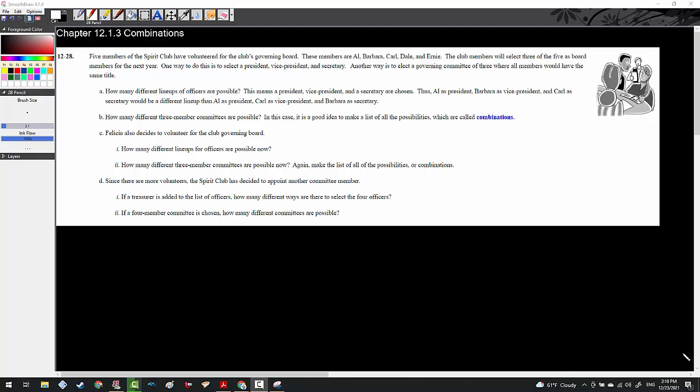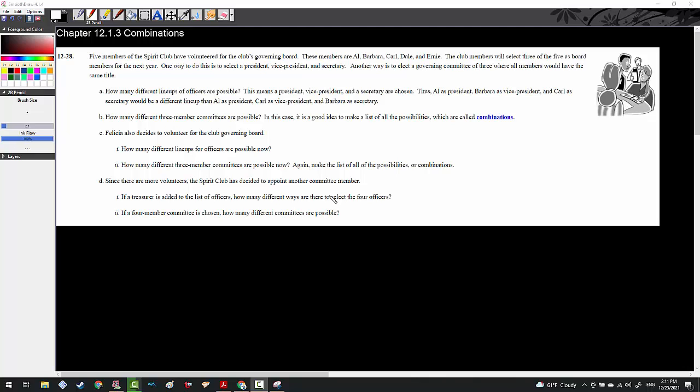In 12-28, it talks about 5 members of the Spirit Club who have volunteered to be on the club's governing board. These members are Al, Barbara, Carl, Dale, and Ernie. The club members will select 3 of the 5 as board members for the next school year. One way to do this is to select a president, a vice president, and a secretary. Another way is to elect a governing committee of 3 where all members would have the same title. So right now it looks like they're setting us up for a situation where order is going to matter, and then a situation where order is not going to matter.